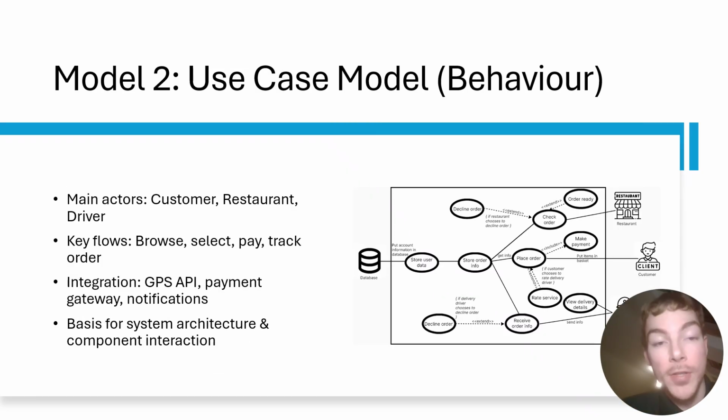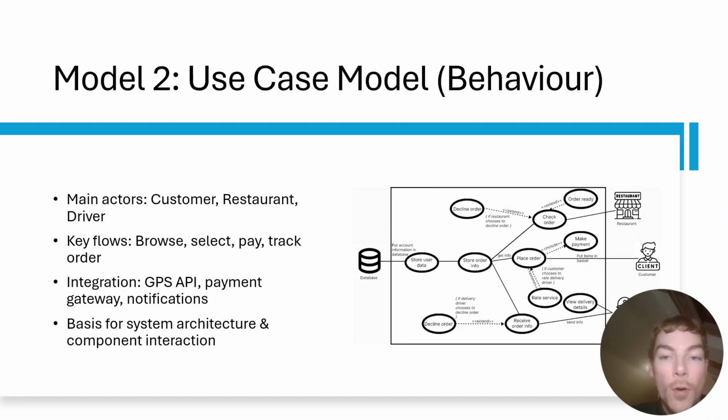The second key model for a software architect is the use case model. This diagram highlights the main actors, which of course are customers, restaurants, and delivery drivers, and the major system behaviors that the architecture must support. Critical flows such as browsing menus, placing orders, making payments, and tracking deliveries all feature here and drive many architectural decisions. The use case model also reveals external integration points like GPS tracking, payment processing, and notification systems.